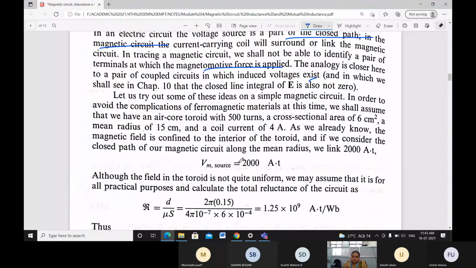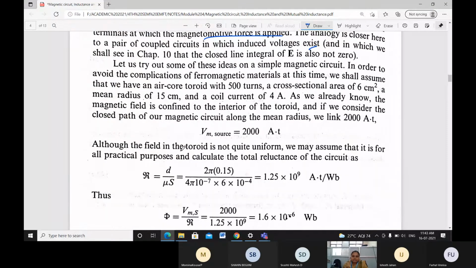Therefore, Vm of the source is going to be equal to what now? 2000 ampere-turns. Then the field in the toroid is not quite uniform.